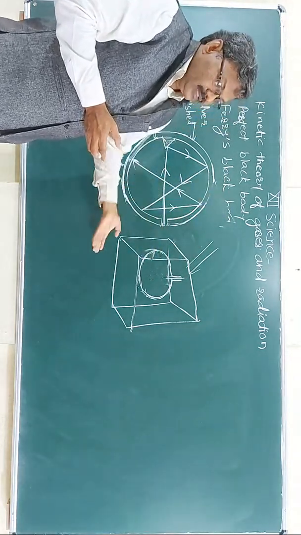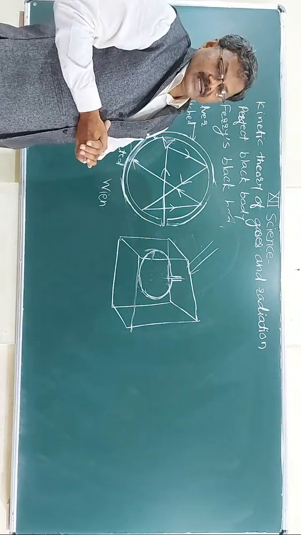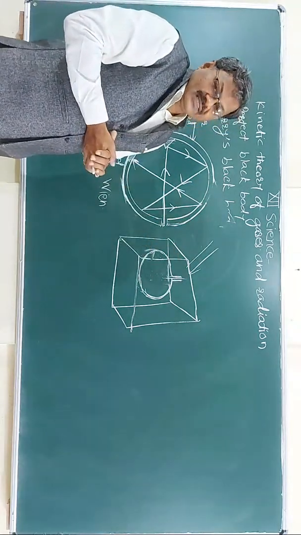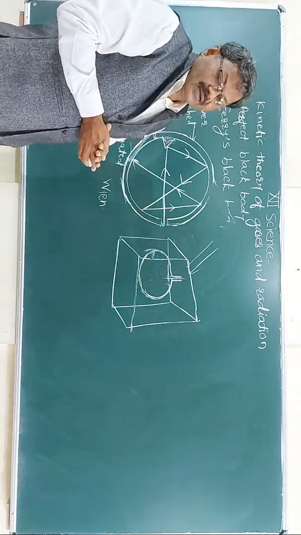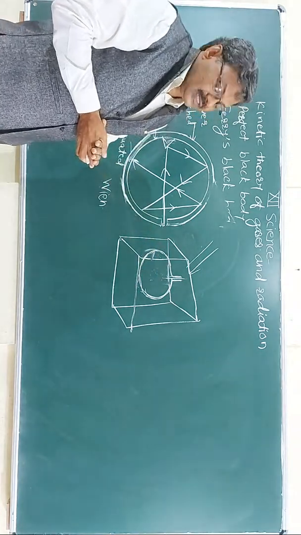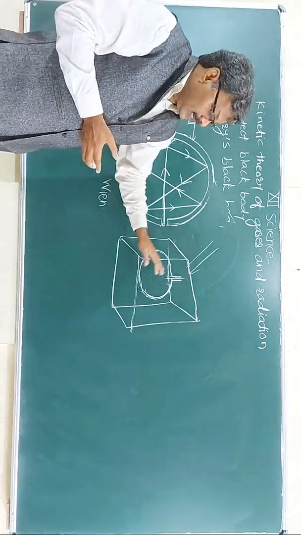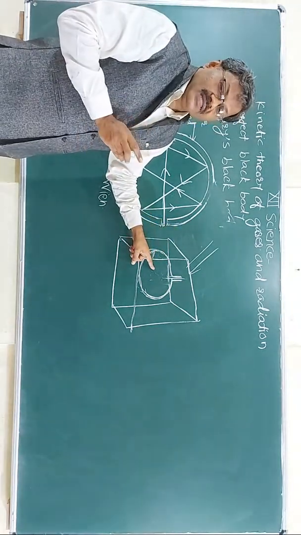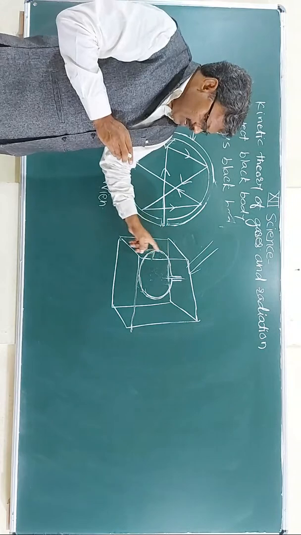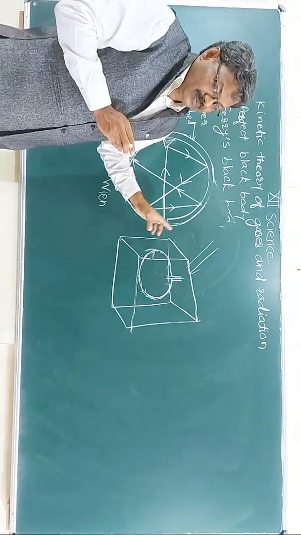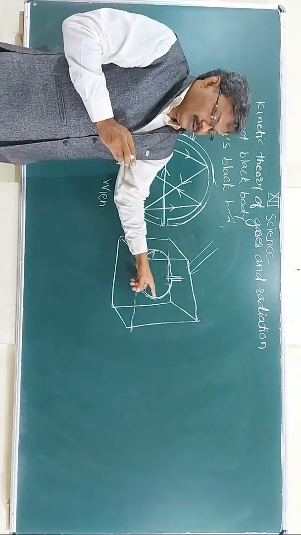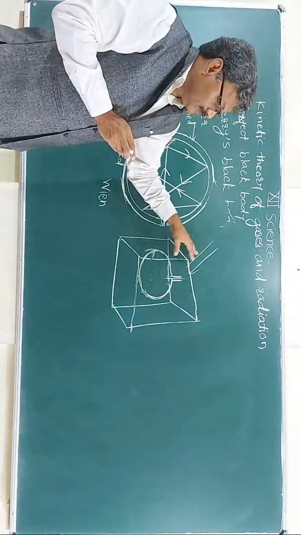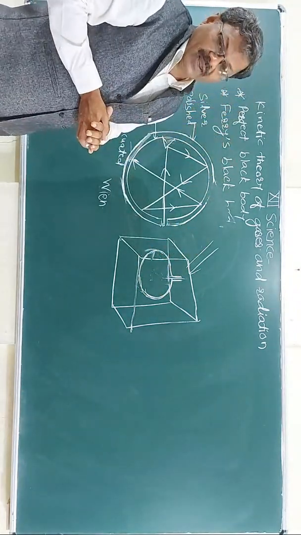When this block is heated, it radiates the heat or thermal energy, and this thermal energy is radiated by this cavity. It depends only upon the temperature. It does not depend upon the size and shape of this body or the material of this body. Thus, this is about the perfect black body.